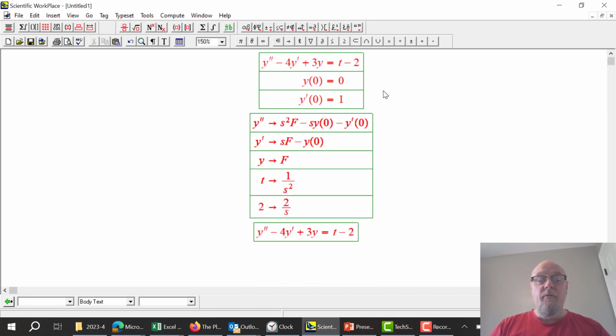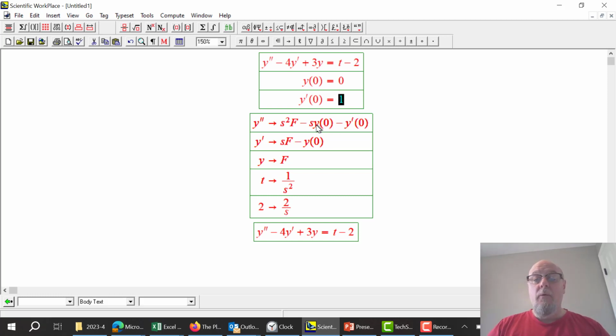So from the chart, from a Laplace table, I can see that the transform of y'' is equal to s squared F minus s y naught minus y prime naught, and y naught and y prime naught, we have numbers for those. So y naught is equal to 0, I would replace this with a 0, and y prime naught is equal to 1, I would replace that with a 1.